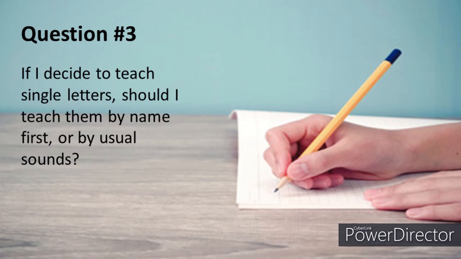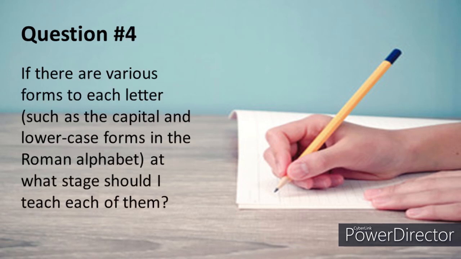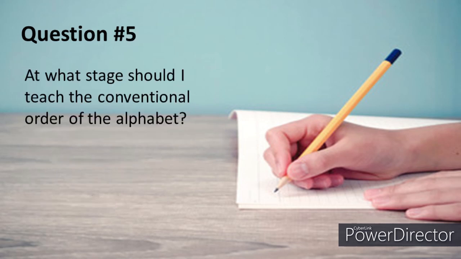Third question: if I decide to teach single letters, should I teach them by name first or by usual sound? Fourth question: if there are various forms to each letter, such as the capital and lowercase forms in the Roman alphabet, at what stage should I teach each of them? Last question, number 5. At what stage should I teach the conventional order of the alphabet?